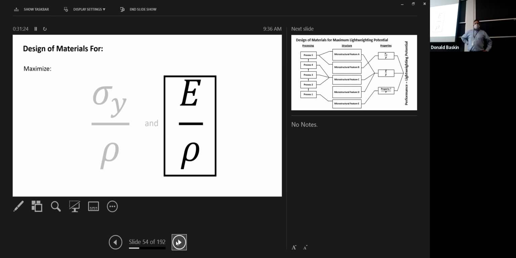Aluminum is the same way. 6,000 series aluminum, 7,000 series aluminum, 2,000 series aluminum, they all have about the same stiffness within a very small percentage. And for the most part, this holds true.